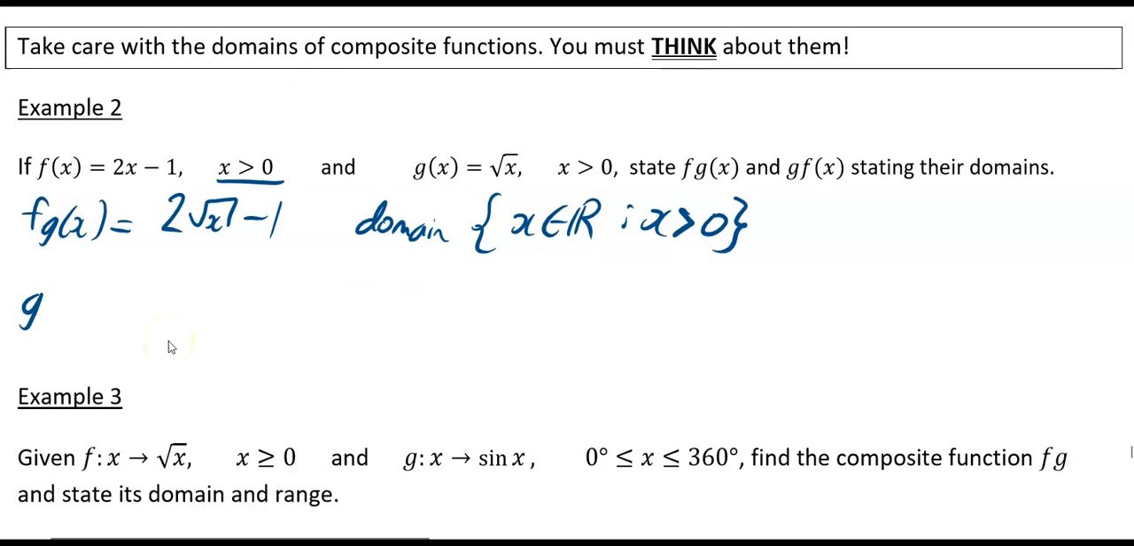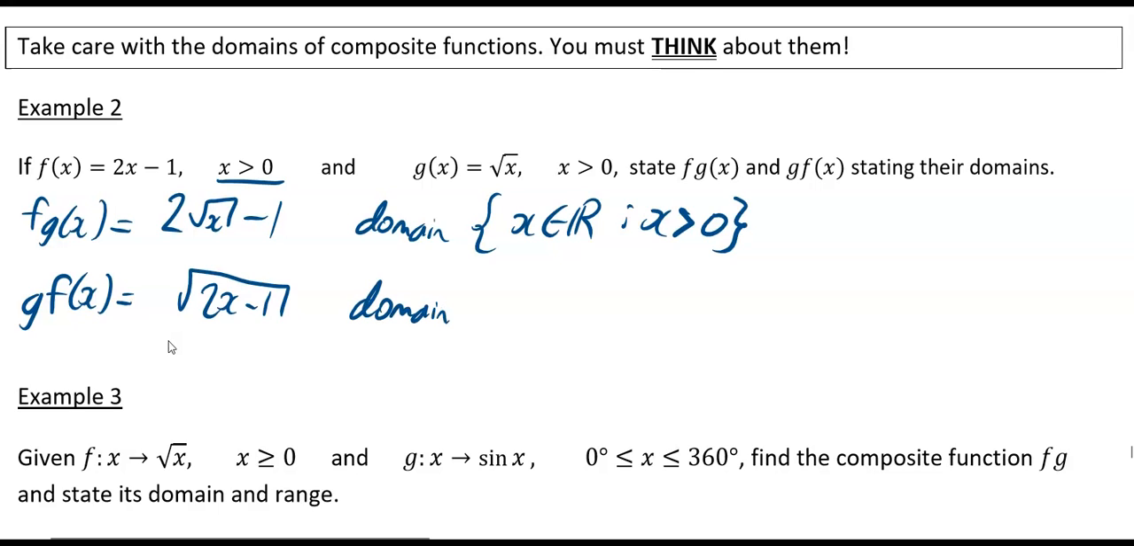Now what we're going to do is find gf of x. So that means you do your f first. Your f, remember, was 2x minus 1, and then your g function was square rooting. So that's what we get for your gf of x. The domain for it then is a wee bit trickier.